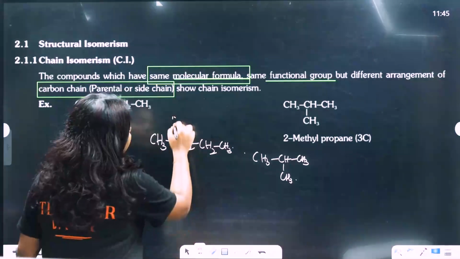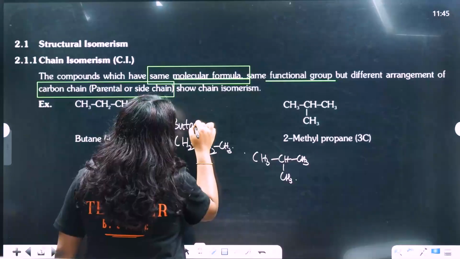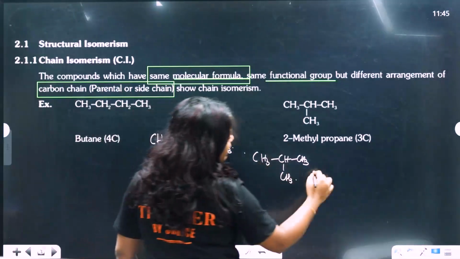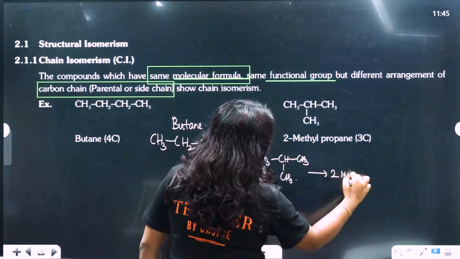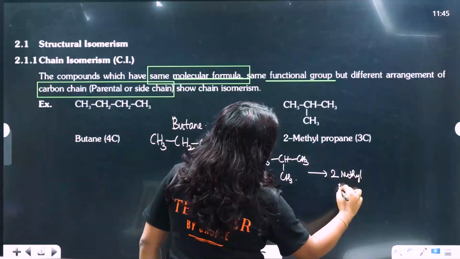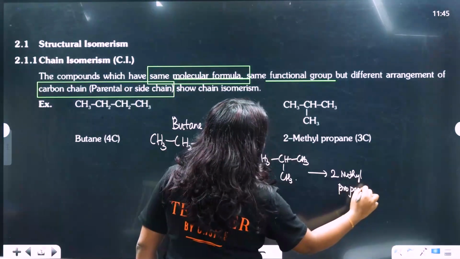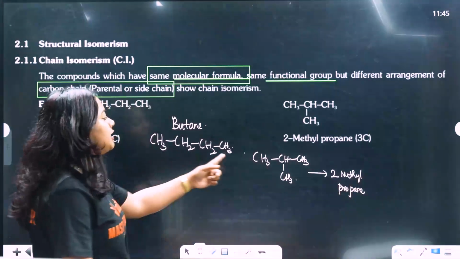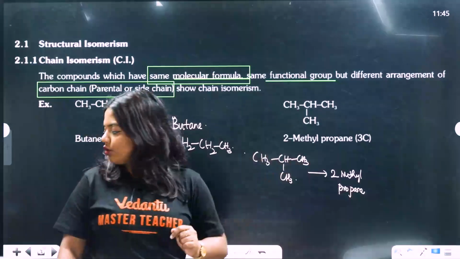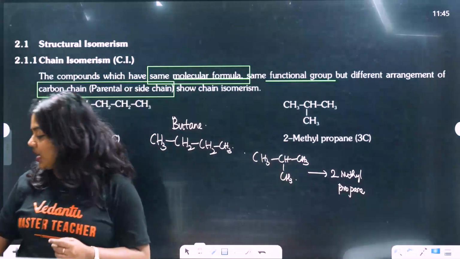This is your butane, right? This butane I can write like this also, right? So this is 2-methylpropane, am I correct? Here there are 4 carbons. Here the parent chain has only 3 carbons. So those types of isomerism are called chain isomerism.